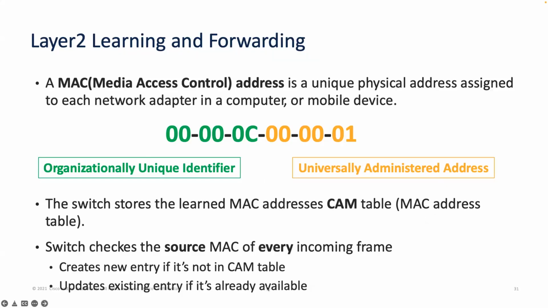When processing an incoming frame, the switch checks the source MAC address of the frame in the CAM table. If the entry for the source MAC address is not available in the CAM table, it creates a new one for that source MAC address. If an entry is already available, the switch only updates the existing entry. And this learning process happens every time the switch receives a frame from its neighbor, regardless of the type of the frame. That's about layer 2 learning.